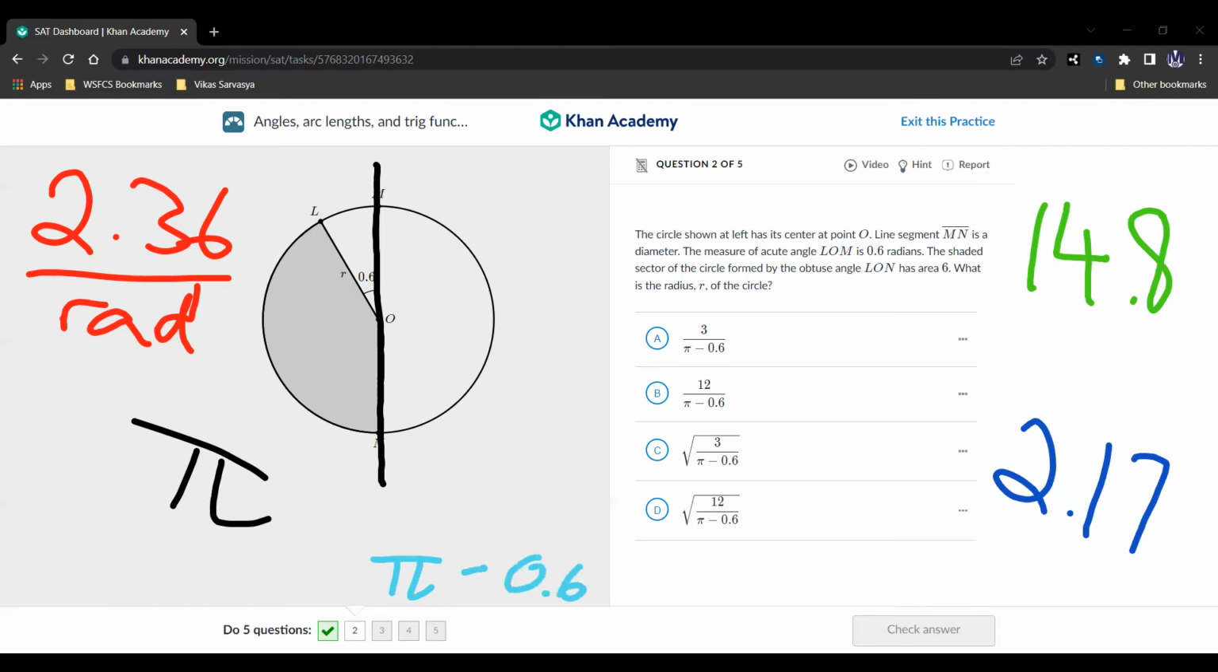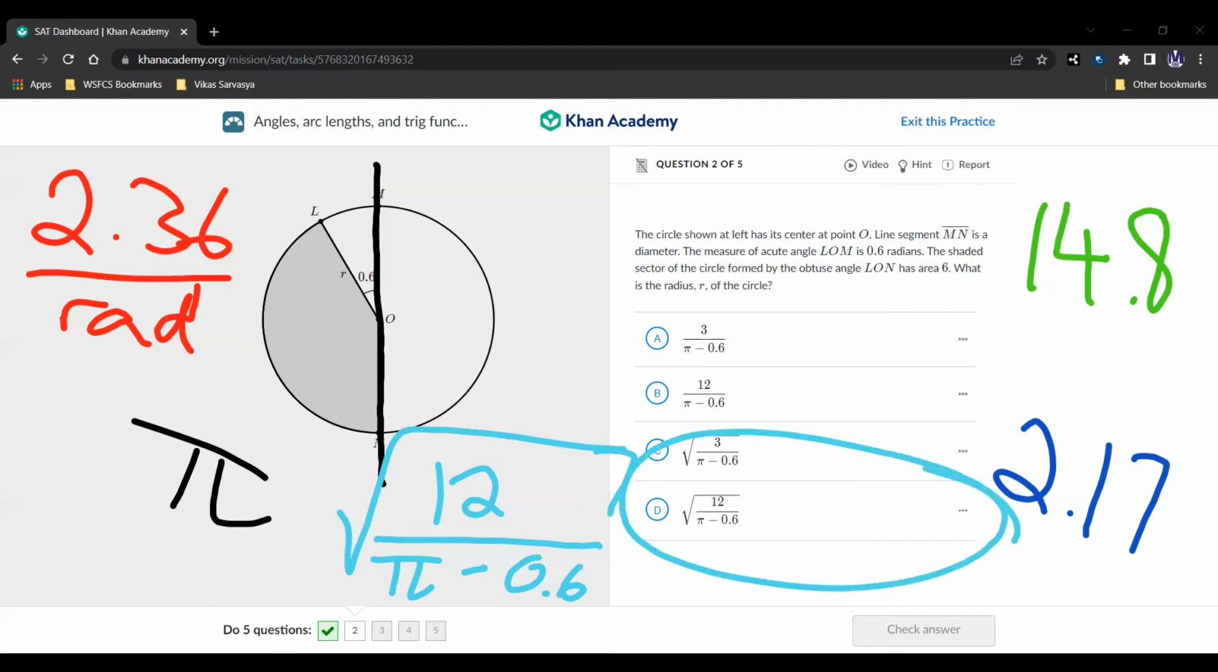We took the total area, which is 6, and divided it by that, right? That's the area per radian. We multiplied that by 2 pi and got 12 pi for the area of the whole circle. Then that's pi r squared, so we divided by pi, and then we take the square root. And let's see, that looks like answer choice D, and that's our answer.